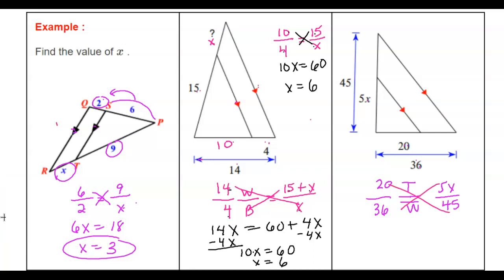All right, so 36 times 5 is 180. 20 times 45 is 900. So because those are being multiplied, we'll divide by 180. So x equals 5.